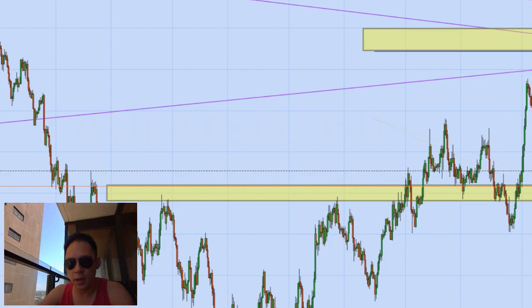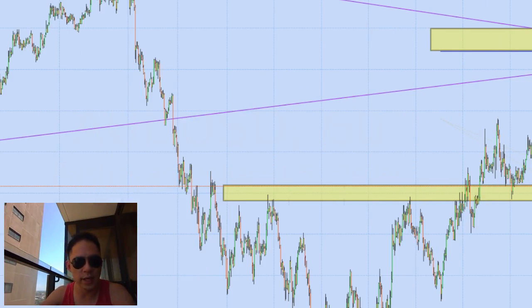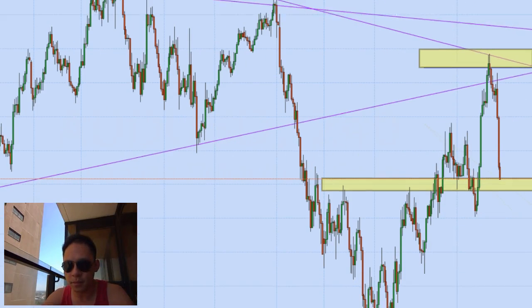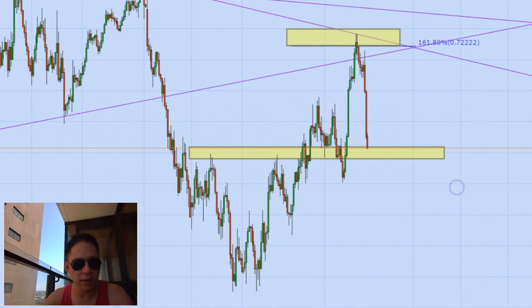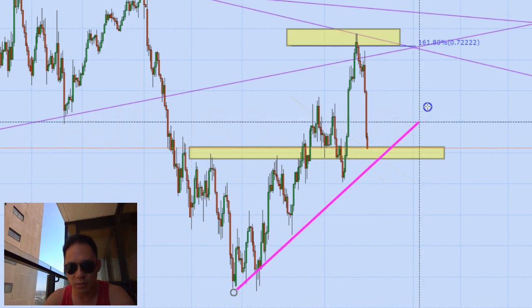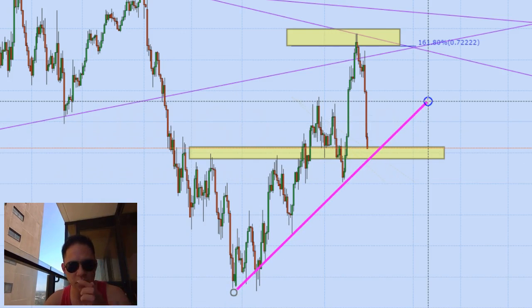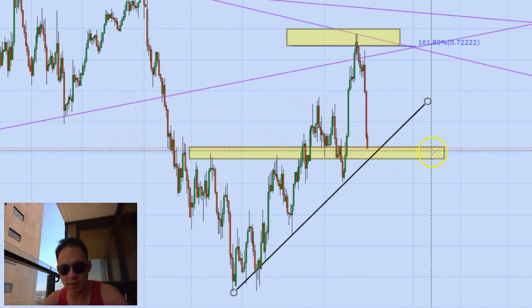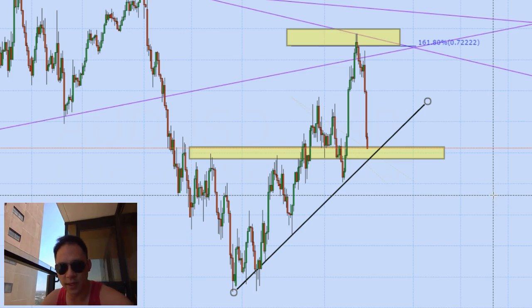So what I expect to happen next is more downside. I'll show you what I mean by that. Now there is some weakness in the USD, so it's really hard to say right now. But I think the weakness in the USD was just temporary, but we'll see what happens over the coming weeks. It's really hard to say where price might go. We'll just have to wait and see what the US comes out with for the next couple of weeks.